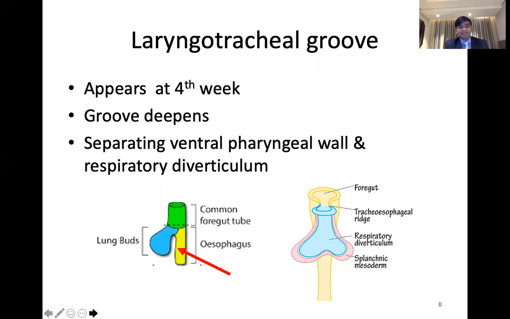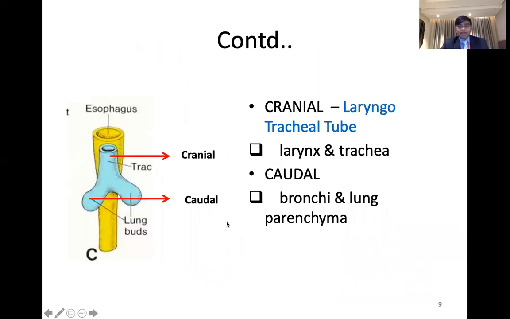Now in this diagram, if you can appreciate over here, its cranial part communicates with the pharynx and forms the laryngeal inlet, right? Now the cranial part of this diverticulum forms the laryngotracheal tube, which in future forms the larynx superiorly, the cranially, and inferiorly we have the trachea. While the caudal part grows distally, enters the thorax, and becomes bifid. You can appreciate over here, it becomes bifid, which will be called the lung bud, which in turn forms the bronchi and the lung parenchyma.